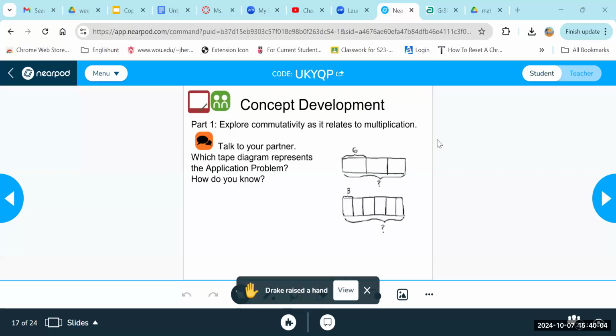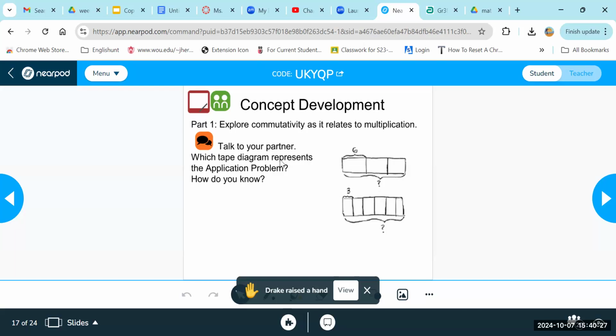So as you saw today in Nearpod, we worked on our application problems. We have lots of tools to solve multiplication problems, right? We have arrays, we have repeated addition. And also we have the tape diagram, which we haven't talked about, but we are going to be talking about tomorrow and this week.